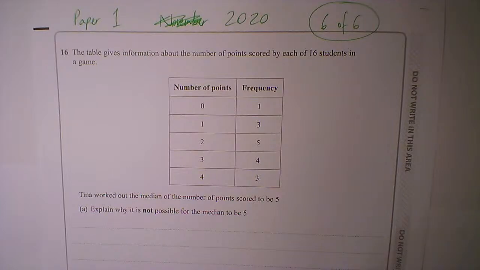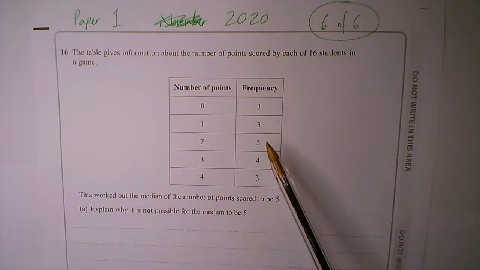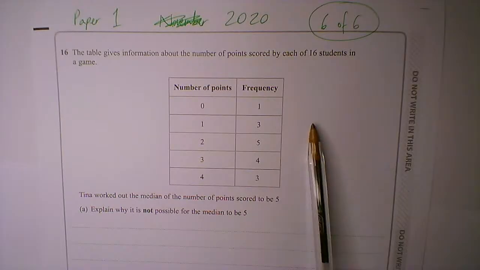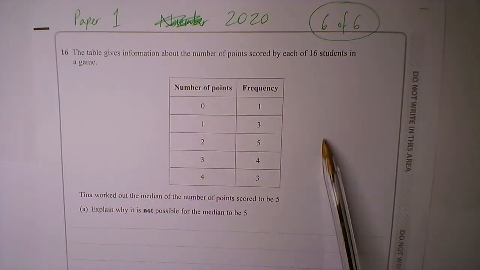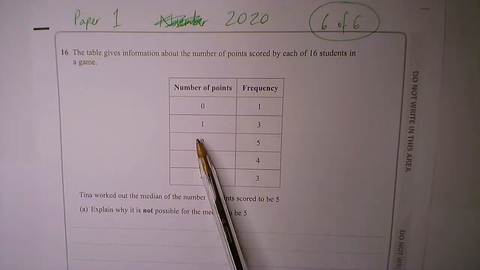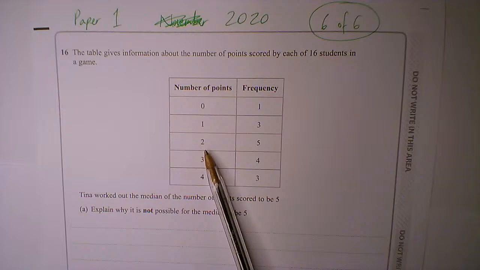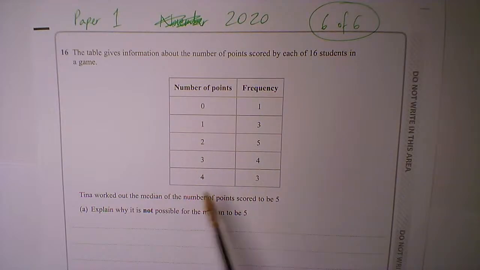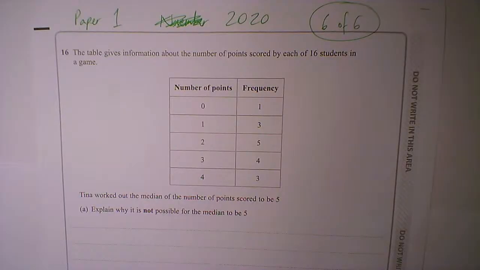Okay, so press pause when you're ready, press play. So what you can see is that what Tina has done is she's looked at the frequencies and she's gone for the middle number. That's how she got 5. Explain why it is not possible to be 5. So let's understand the table. There are at least two ways to answer this question. 0 happens once, 1 happens 3 times, 2 happens 5 times, 3 happens 4 times, 4 happens 3 times. There is no 5 that is happening. So that's one possible answer.